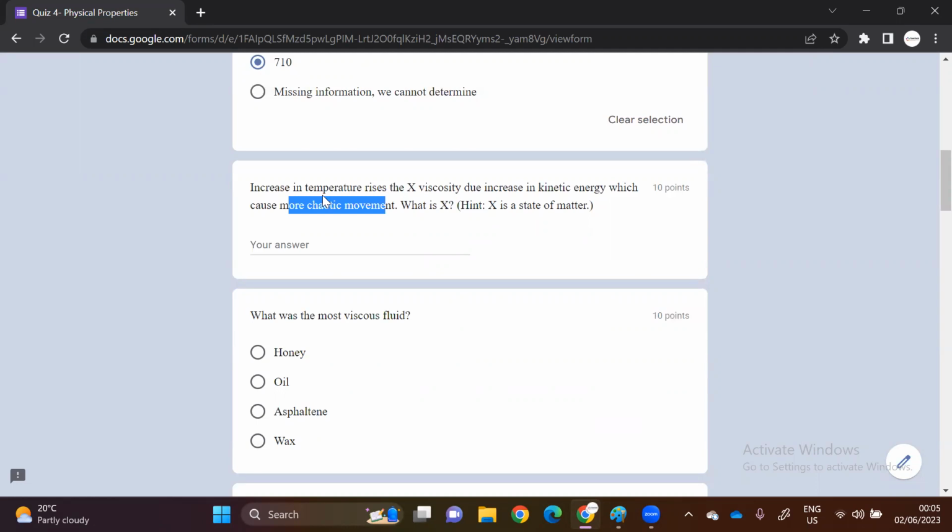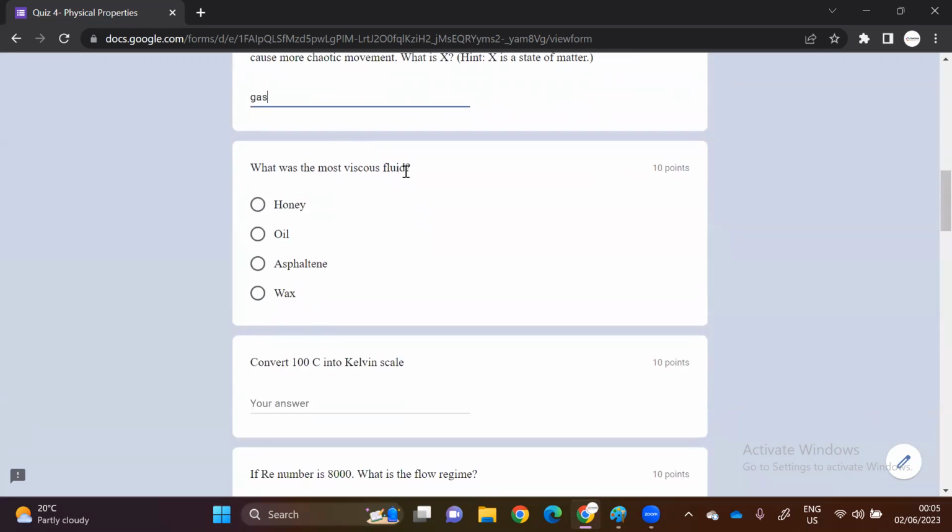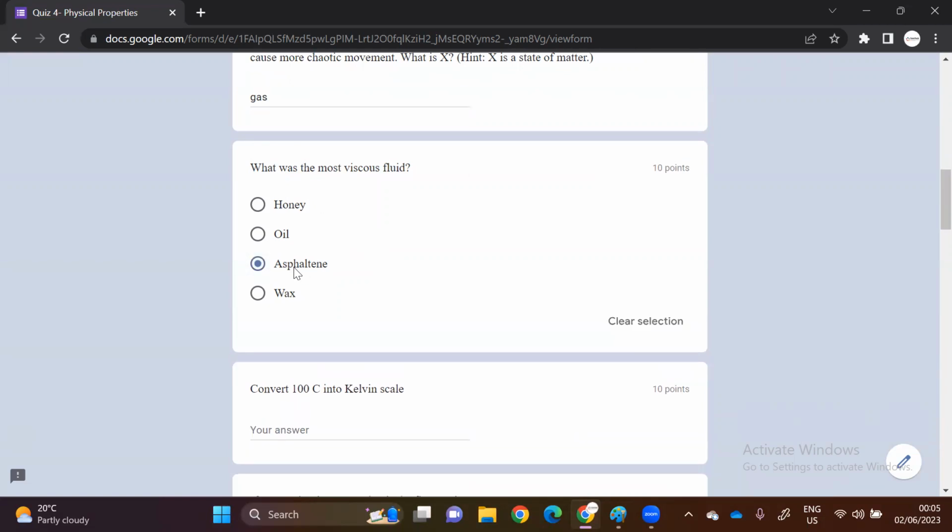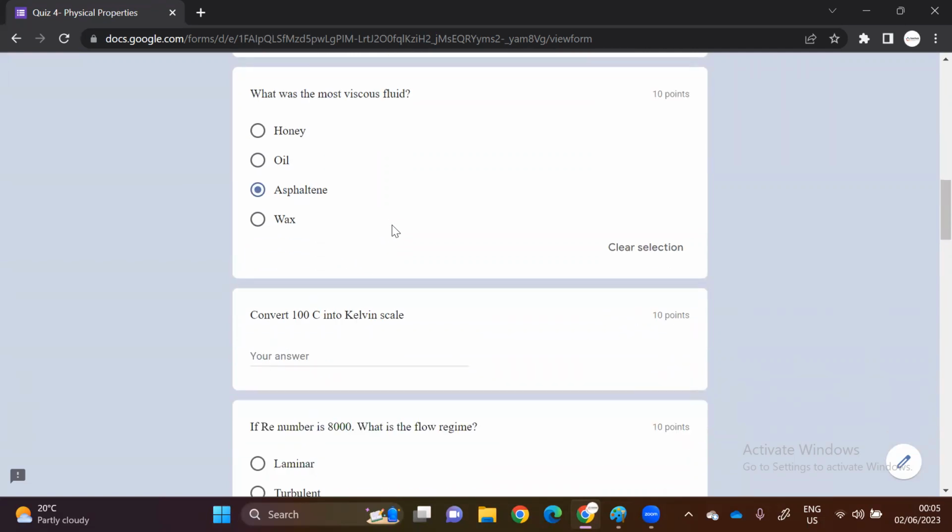So let's make sure ourselves whether it is true or not. Increase in temperature raises the X viscosity. It's correct. When we increase the temperature, viscosity of the gases also increases, due to increasing kinetic energy, because the collisions of the molecules are increasing as well. This will be gas. What was the most viscous fluid? Honey, no. Oil, no. Wax, no. Asphaltene, bitumen, or pitch drop, we say that they are the most viscous fluids. But pitch drop is more preferred as the most viscous fluid in chemical engineering.